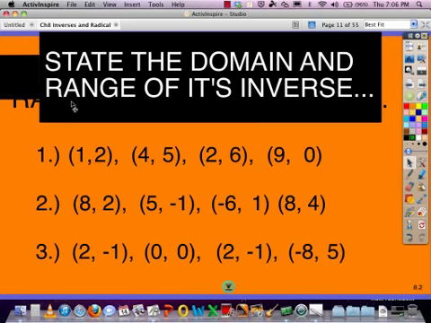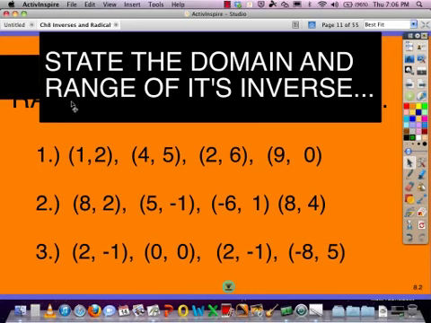You're not going to do them both at once. We'll do them one at a time. So state the domain of the inverse. Well, the domain on number 1 again is the domain of the inverse would now be 2, 5, 6, and 0. The range of the inverse would be 1, 4, 2, and 9.